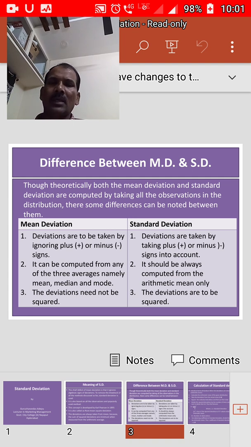And the third one is that deviations need not be squared in the case of mean deviation, whereas the deviations are to be squared in the case of standard deviation. Deviations are squared in order to remove algebraic signs.